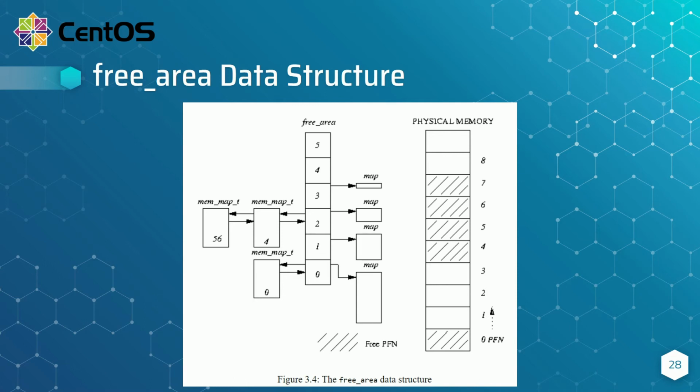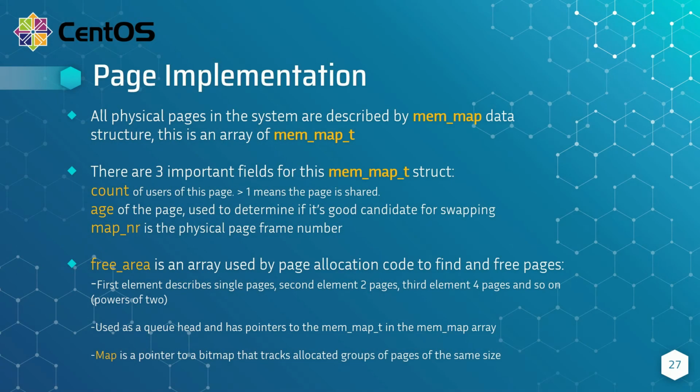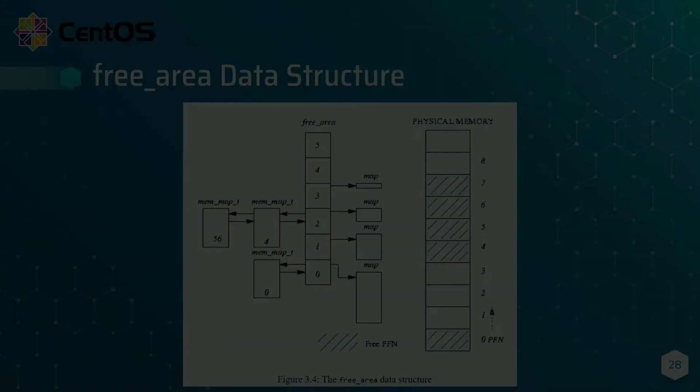So here is an example where we have the free area data structure. We can look at this as a list where the first element represents pages that are in blocks of 1, and then in the next one we would have 2, and then in the next one we would have 4, and so on. This is used as a queue head and has pointers to the mem_map_t in the mem_map array. So we'll have a look here as well.